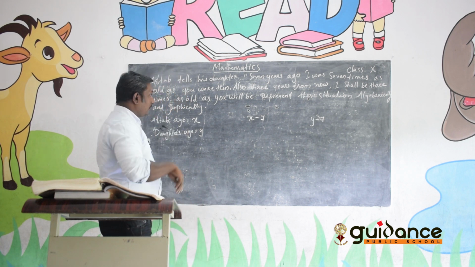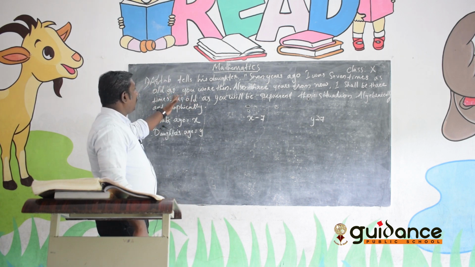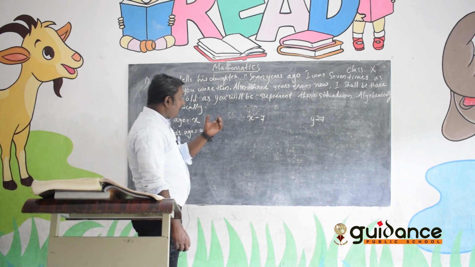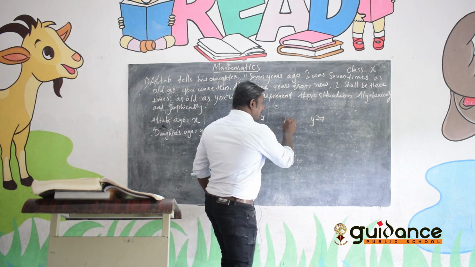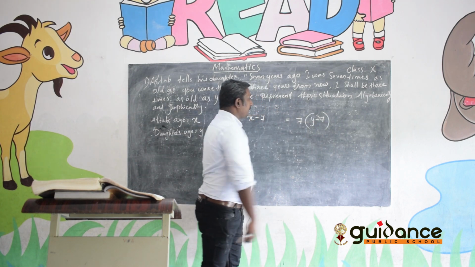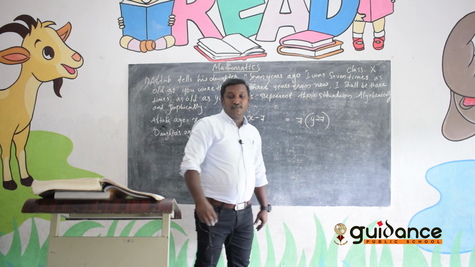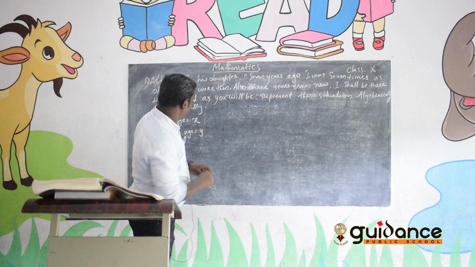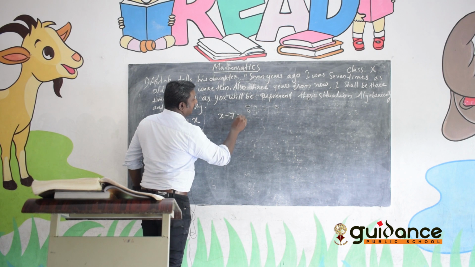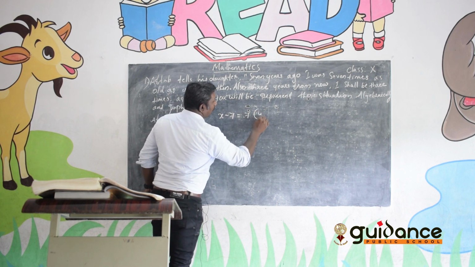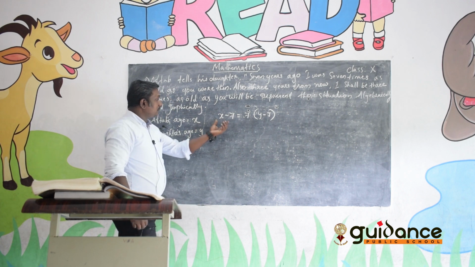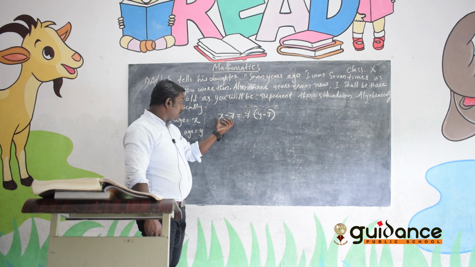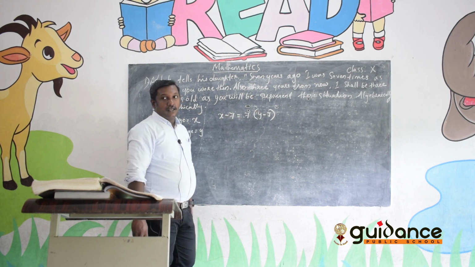Ago means before. Then, "I was 7 times as old as you were then," which means Aftab's age is 7 times the daughter's age. Aftab's age equals 7 times the daughter's age. That we can write as x minus 7 equals 7 times y minus 7. We know x minus 7 and y minus 7 are the ages 7 years ago, and Aftab's age is 7 times his daughter's.